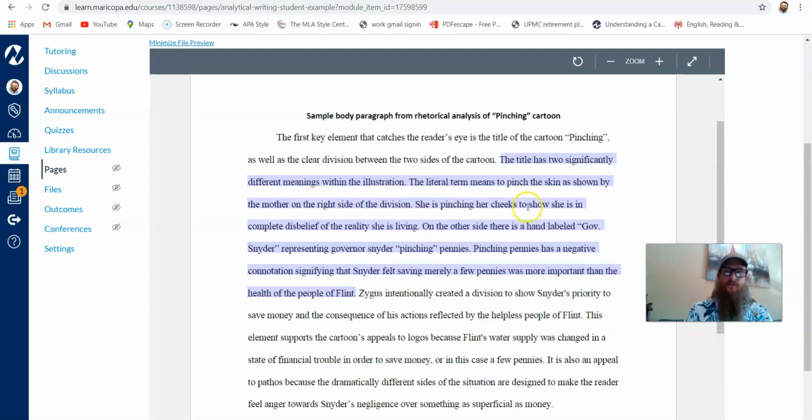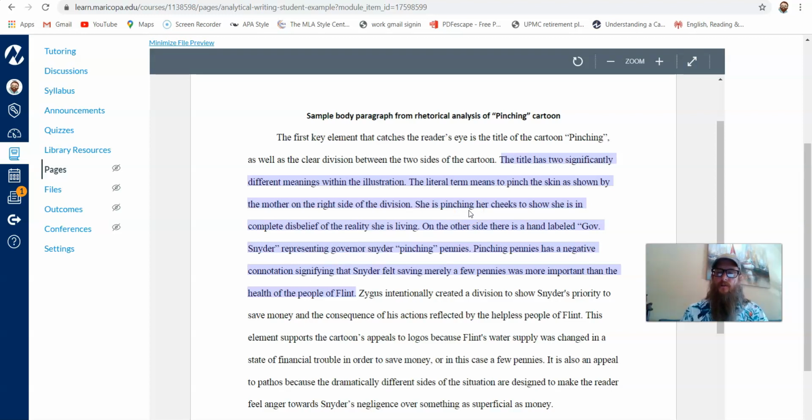And so as you can see, nowhere in here does the student say, what Governor Snyder did was really terrible. Nowhere in here does the student use the word I. I think the governor should have done this.